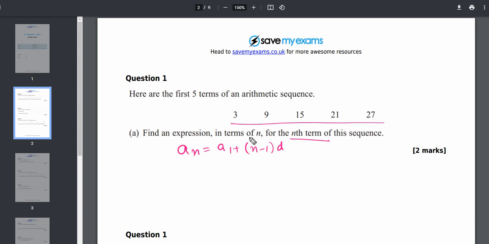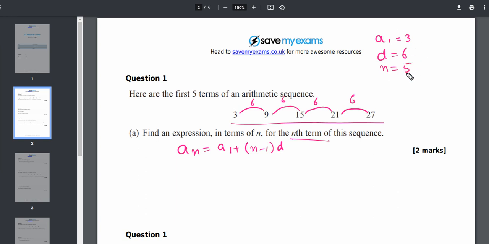So for these terms, let's find out the common difference. 9 minus 3 will give us 6. Similarly, 15 minus 9 gives us 6. 21 minus 15 will give us 6 as well. 27 minus 21 will give us 6 as well. So the common difference is 6, and the number of terms in this sequence are 1, 2, 3, 4, 5. So our common difference will be equal to 6. Our first term, that is a1, will be equal to 3. The number of terms is equal to 5.